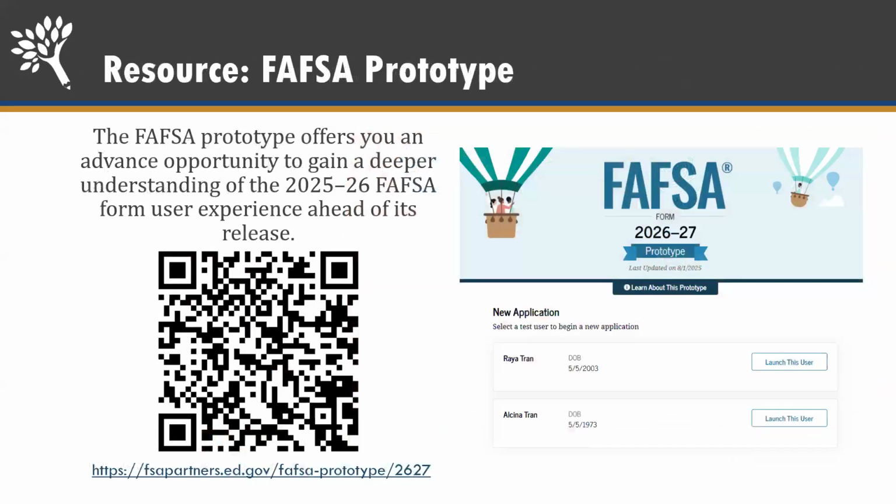If you want to play in the 26-27 FAFSA, you can with the prototype. The prototype is just a way for you to play in the application as a student, as a parent, as a returning student, as someone who's correcting an application. They have all these different profiles that you can use and go through. And the best part is you're not going to break it. So if you want to walk through like a student, just so you have that feeling before you're going through with students through their own applications, this is a great tool to use.